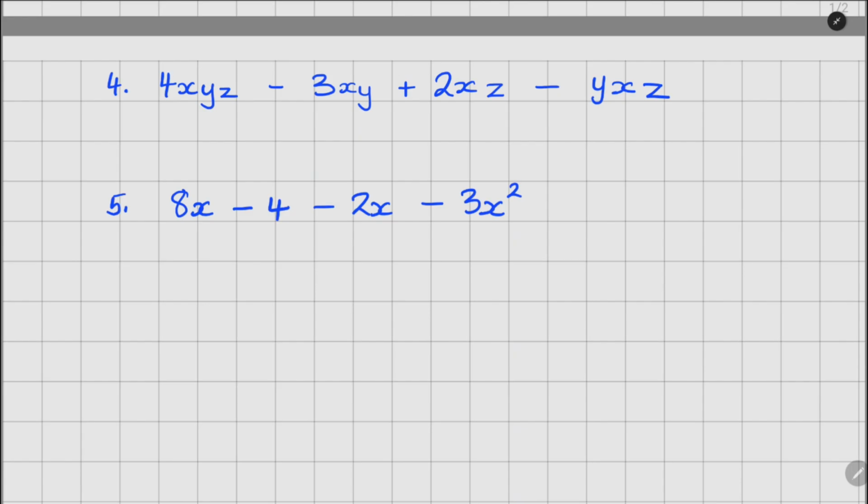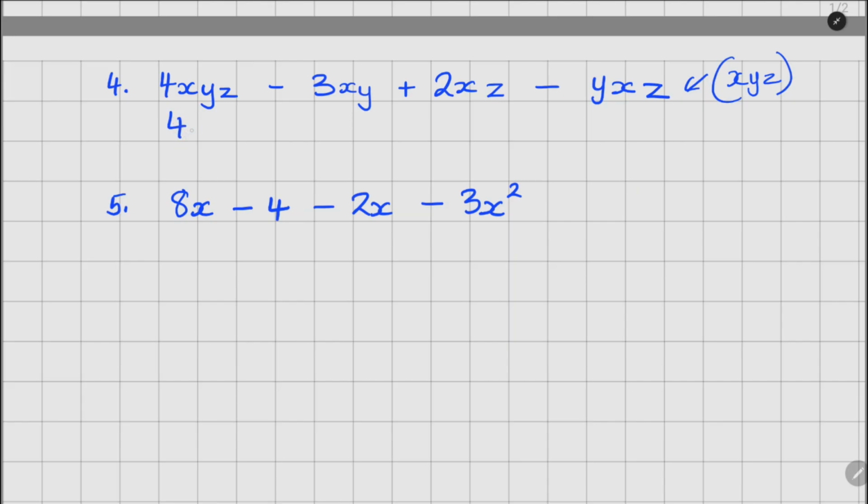Oh, am I sure about that? Yes, because this yxz could easily have been written as xyz. The letters were just moved around. Don't be confused if you see a situation like that. All right, so let's collect our like terms.